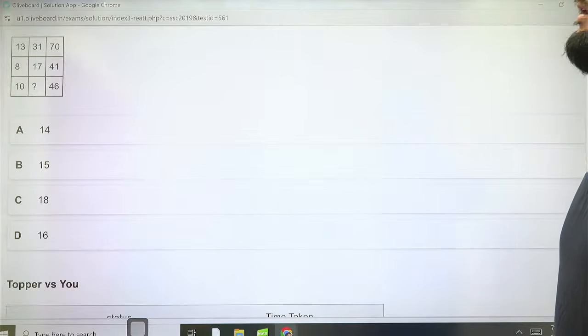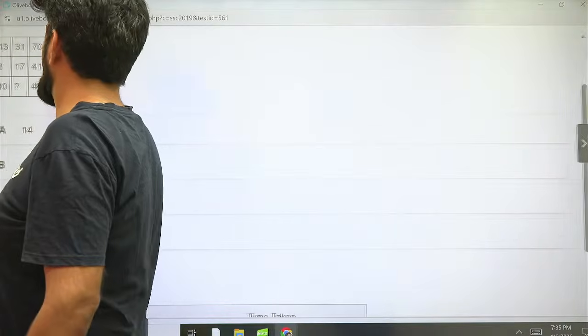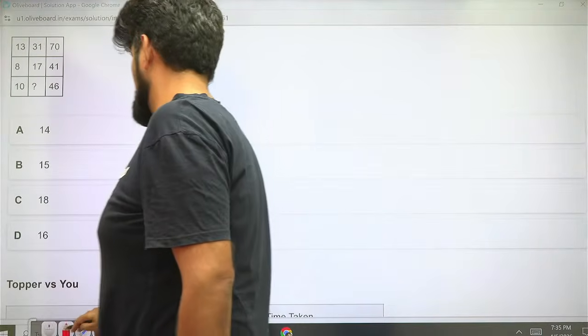87. 18 minus 5 is 13. 87 minus 17. No. 70 minus 41 is 39. 29. No. 31 minus 13. 8 and 10, 18. No. 13 minus 70 is 57. 39. Oh God. Wait. If I take their difference, what do I get? 39, no? Okay. Figured it out.